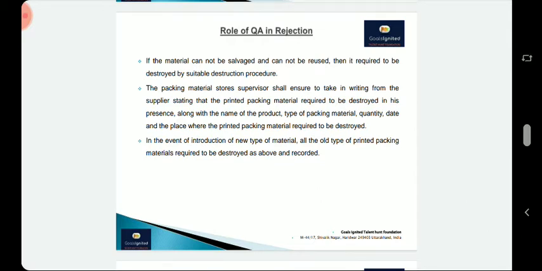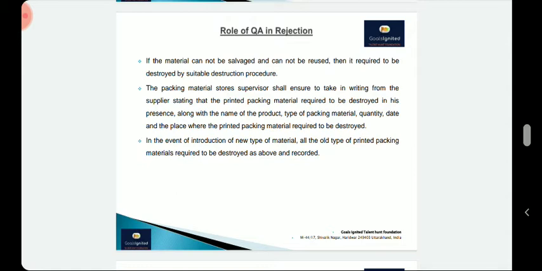So in the event of the introduction of a new type of material, all the old type of printed packing materials are required to be destroyed as above and recorded. So everything we are doing on the shop floor, it is the mandatory requirement from the CGMP that each and everything stage-wise is required to be recorded in the respective logbook and the BPR, batch packing record. So far the previous product's rejection is concerned.